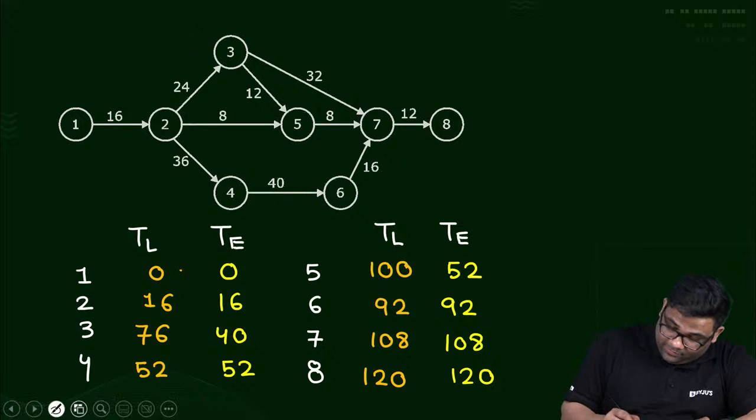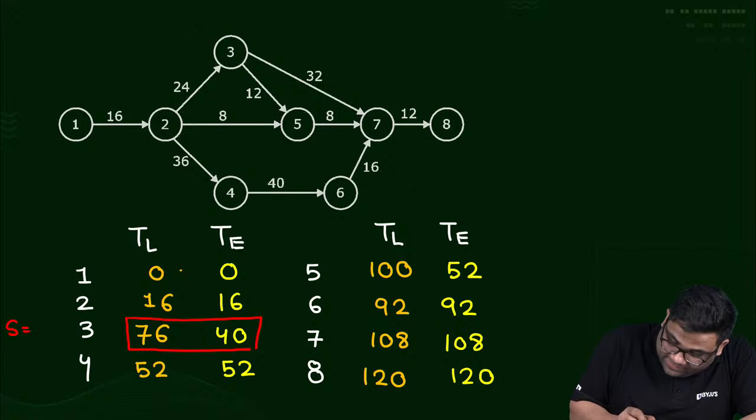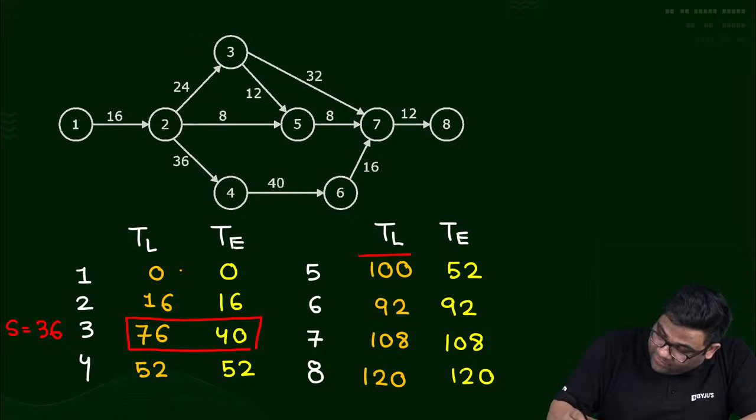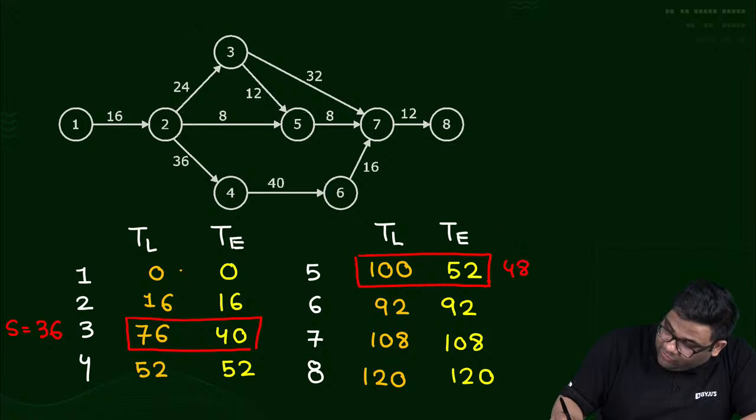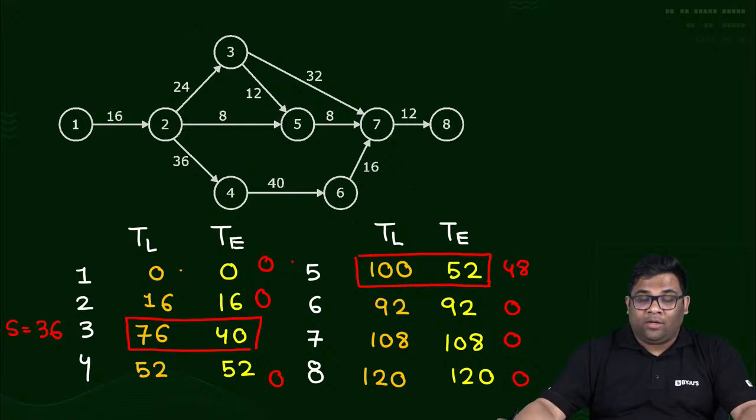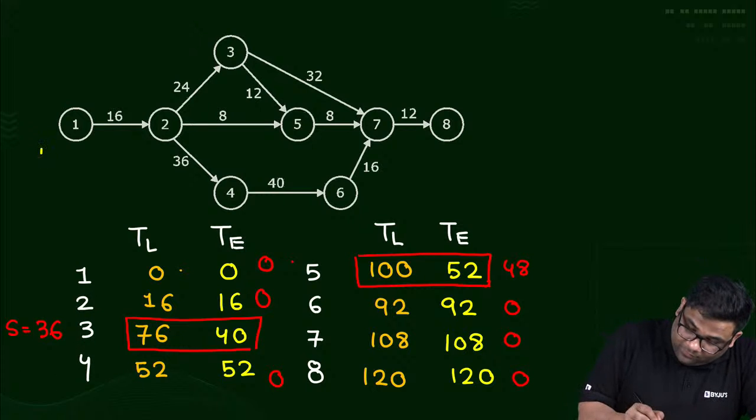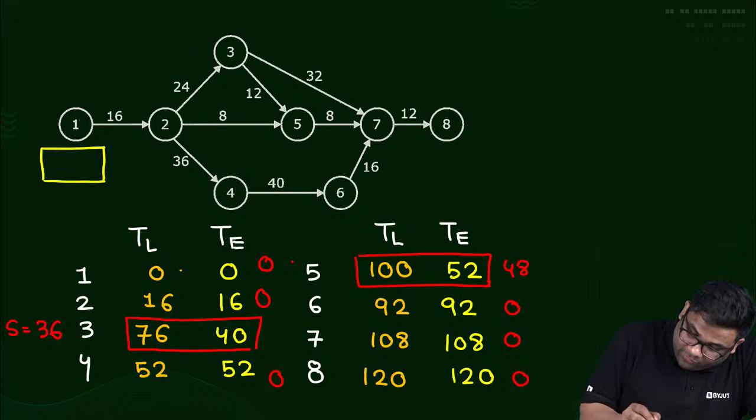Okay, I got it. So the slack time for the third node is 36, and the slack time for the fifth node is 48. In fact, for others the slack time is 0 only. Got everyone? You can do it this way also.